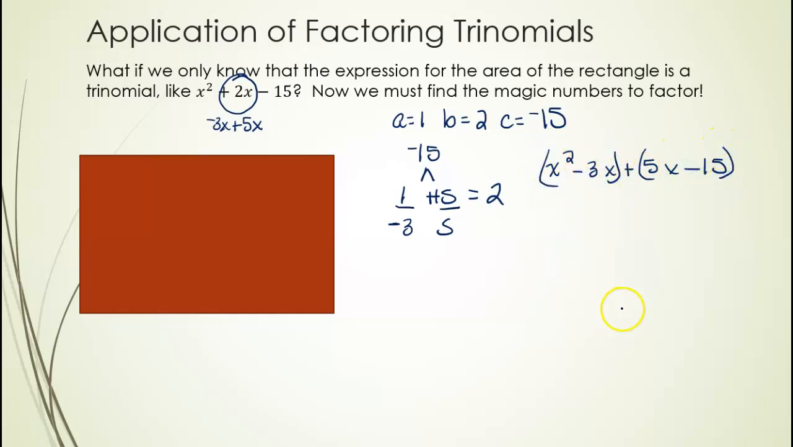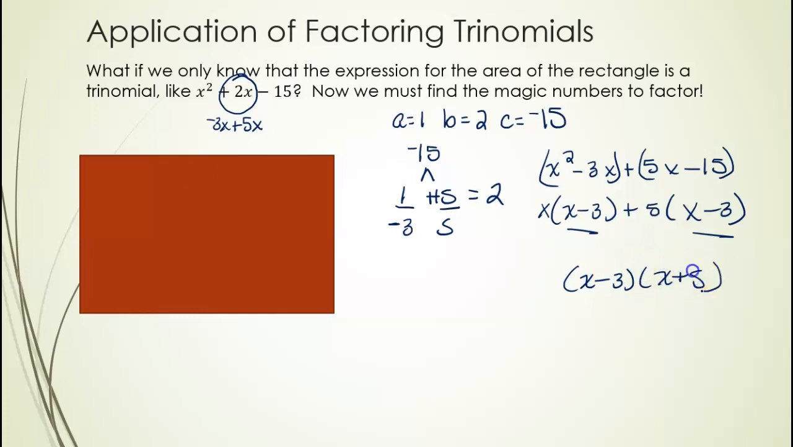I group my first two and my second two. Factor out the x of the first group, so that's x minus 3. Factor out the 5 from the second group, so that's x minus 3. Now these match, so it becomes x minus 3 times x plus 5. So now we know that the length must be x plus 5 and the width must be x minus 3. I put the smaller one on the smaller side. X minus 3 is going to be smaller than x plus 5 if x is positive, so I put that on the smaller side.